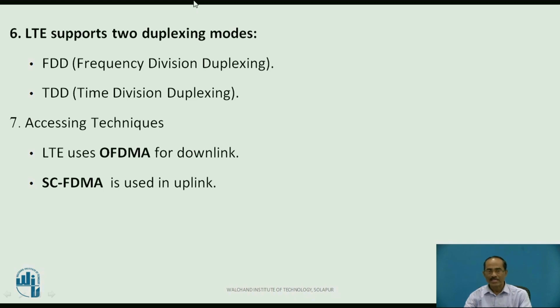Seventh one, accessing techniques. LTE uses OFDMA, that is orthogonal frequency division multiple access, for downlink, which is highly efficient and supports multiple users simultaneously. SC-FDMA, single carrier frequency division multiple access, is used in uplink, and reduces power consumption in user devices.